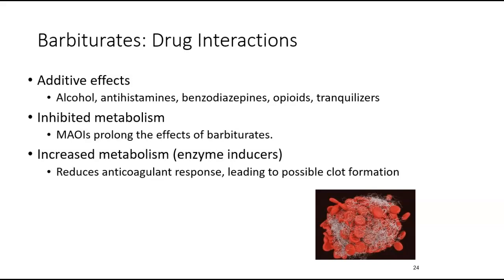Lots of drug interactions. Anytime you have a barbiturate that's taken with another drug that also suppresses the central nervous system, you will have these additive effects. MAOIs, which thankfully are not that common today, can inhibit the metabolism, which means that the drug will be active for longer in the body and therefore potentiate those effects. And then if somebody is on anticoagulants, the barbiturates can inactivate them, right? Leading to clot formation.